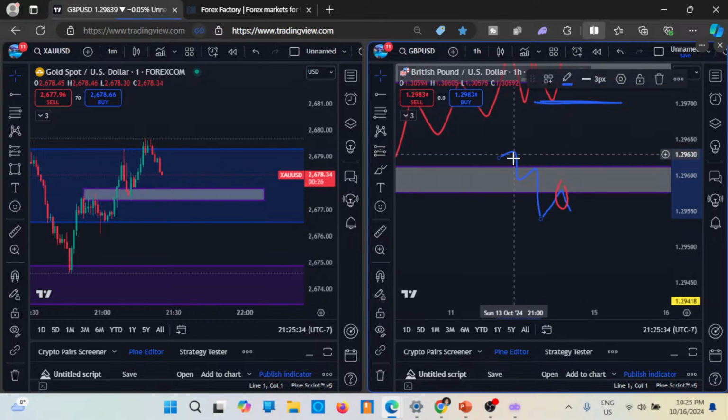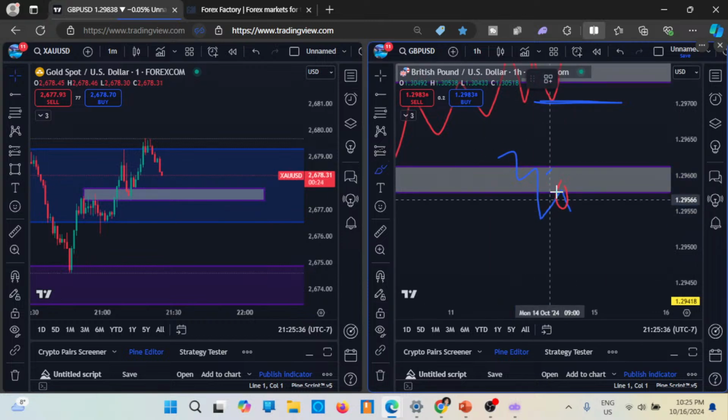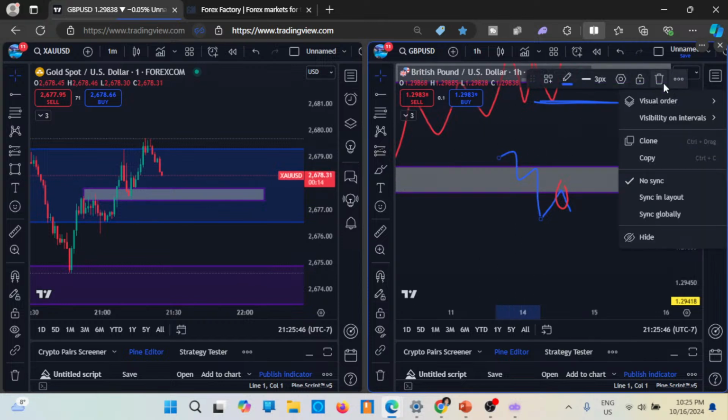And if this breakout of the support is false, that means price has to break above this previous lower high. If it does that, then it means this was a false breakout of that support. Hope that makes sense.